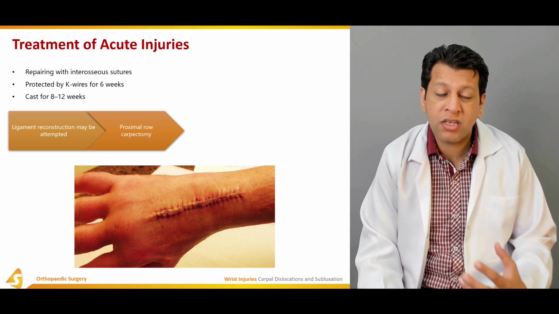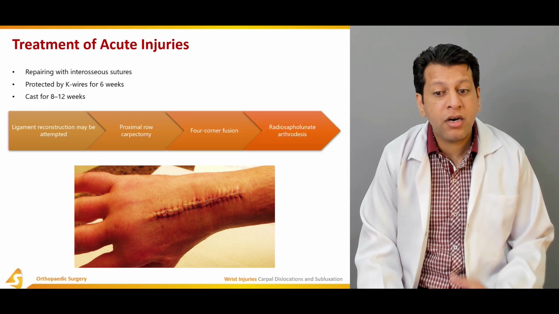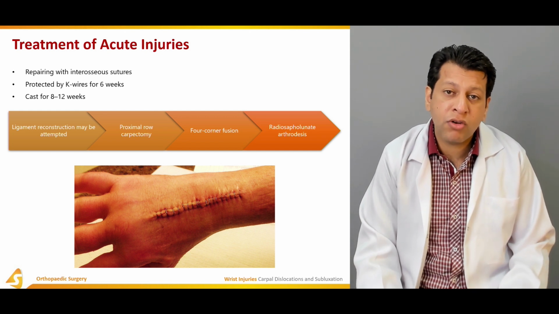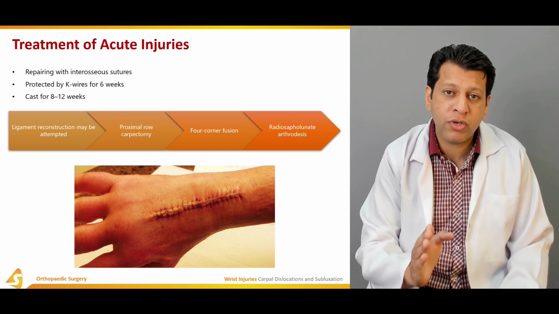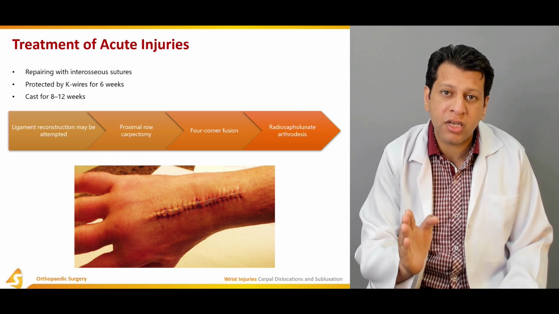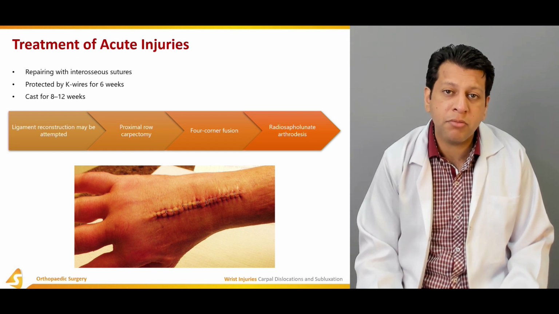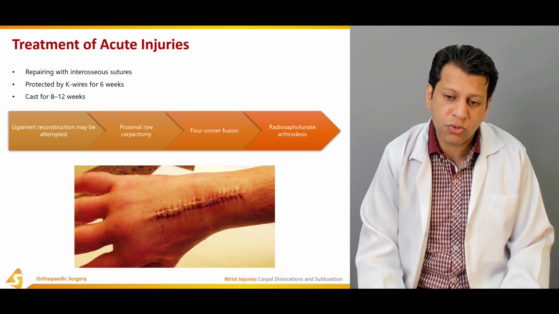If there's advanced arthritis, this could be in the form of proximal row carpectomy, or it could be arthrodesis. Or if it's stage 2 or 3, then we can go for a 4-corner fusion, which is joining the scapholunate as well as the lunocapitate, and scaphocapitate are joined in such a way that it becomes a 4-corner fusion for the stability of scapholunate dissociation.